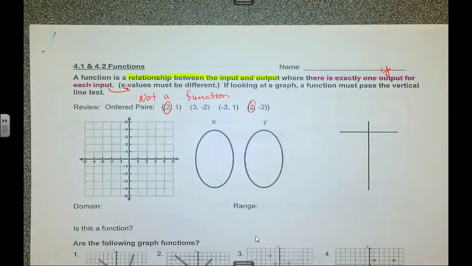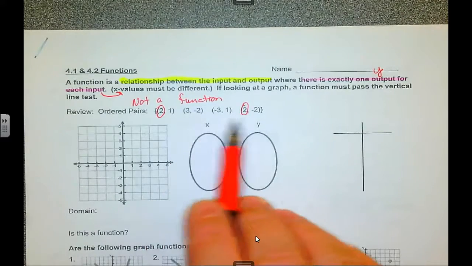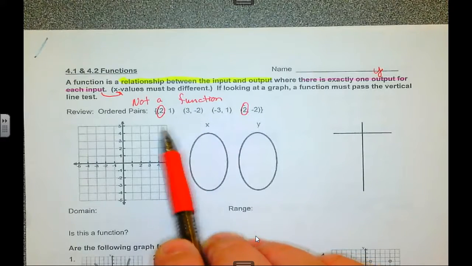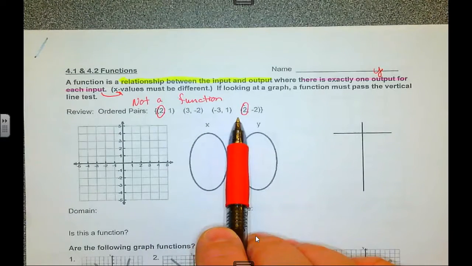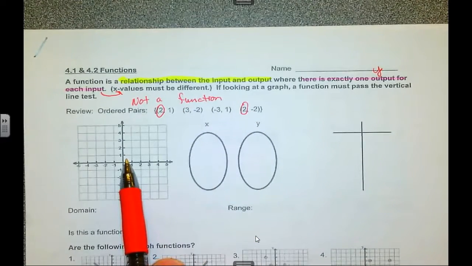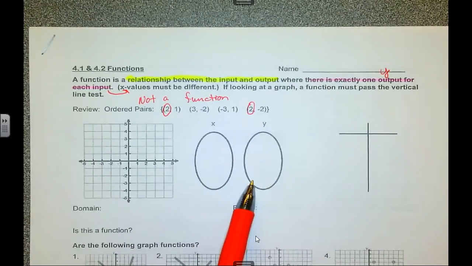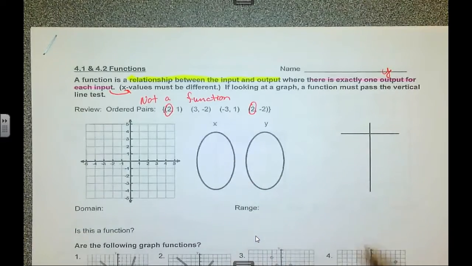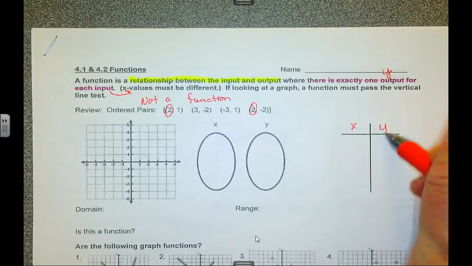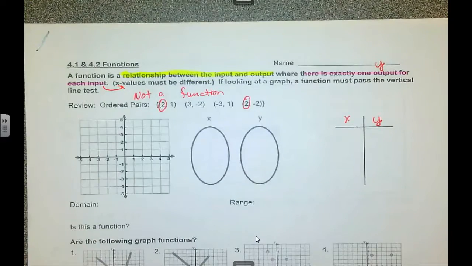There's a lot of different ways we can represent something. This doesn't happen to be a function, but we can represent this as ordered pairs like it is here. We can represent it on a graph. We can represent it on these two ovals. This is called mapping. Or, what's this called? T-chart. Okay, a chart.